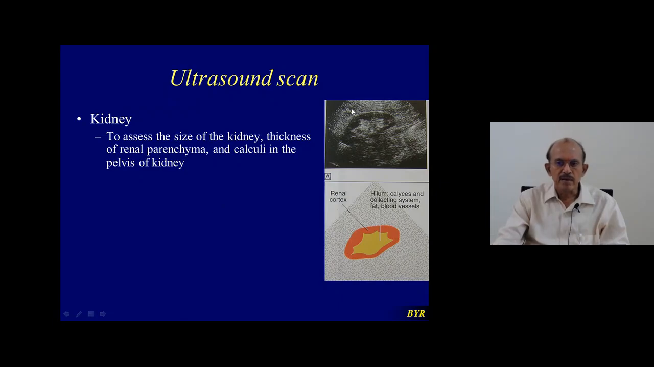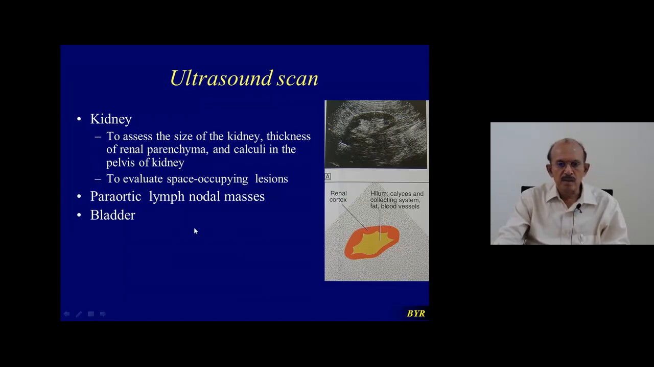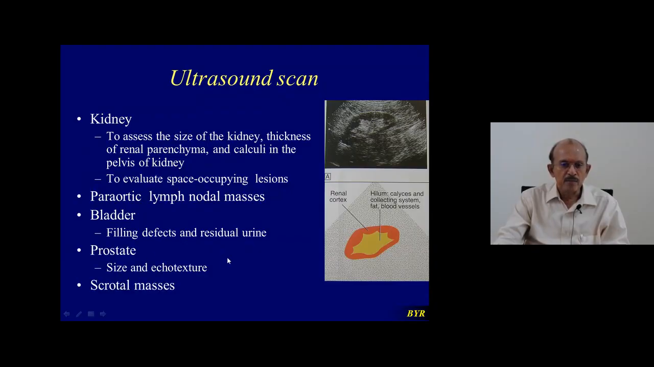So you can see here, this is the kidney shadow, and this is the pelvis of the kidney. This black one is the renal cortex, and this is the hilum containing the calyces and blood vessels. Ultrasound scan of the kidney is done to evaluate space-occupying lesions like tumors and cysts, then para-aortic lymph nodal masses, and the bladder. In the bladder, it is done mainly for filling defects and residual urine. Prostate for size and echo texture, and scrotal masses like testicular lesions.